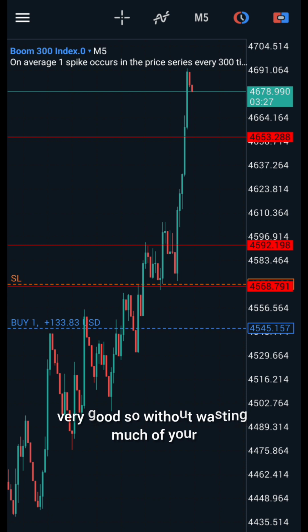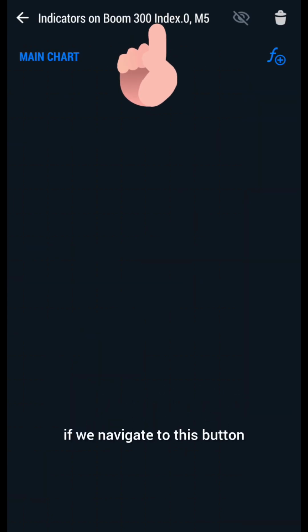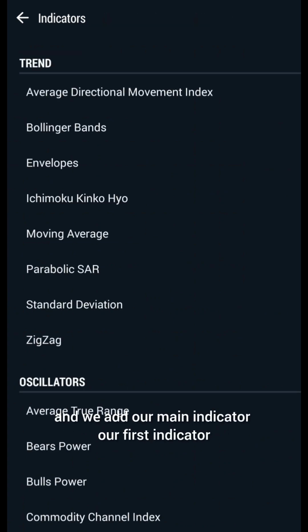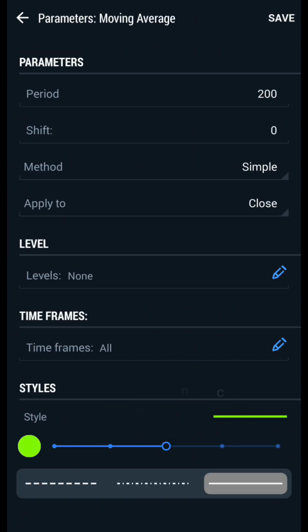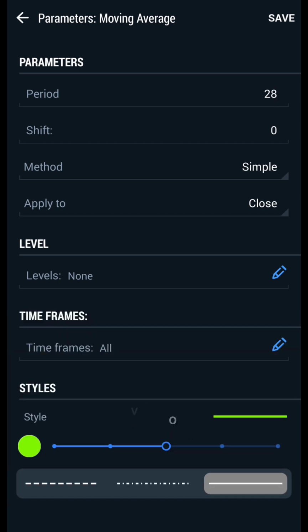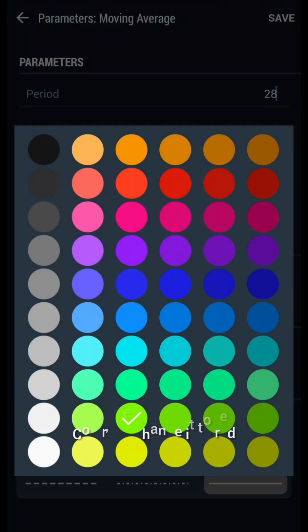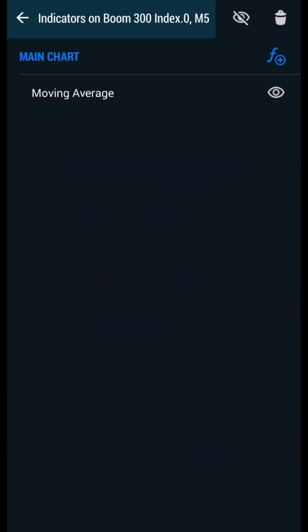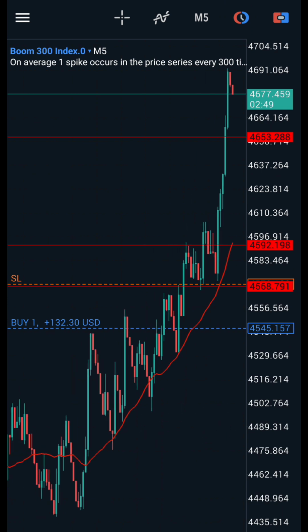So without wasting much of your time, let's start by adding our first indicator. If we navigate to this button and add our main indicator, which will be the moving average. Let's set its period to 28. Then on shift, let it be 0. Method simple, apply to close, levels none, color you change it to red, then we save.